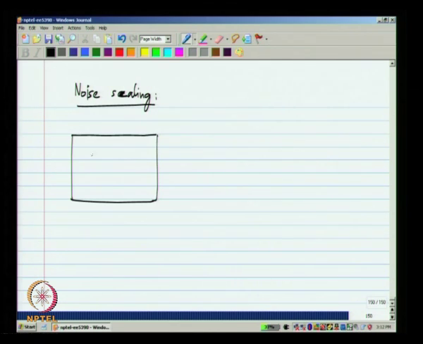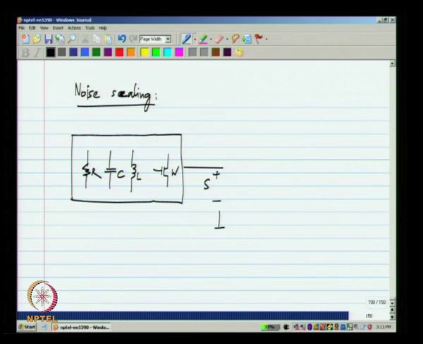Let us say I have one circuit with R, C, L and MOS transistors. Let us say the MOS transistor width I denote by W. This is just an abstract representation of some circuit, and I consider the noise at some node, and let us say that is S_VO.